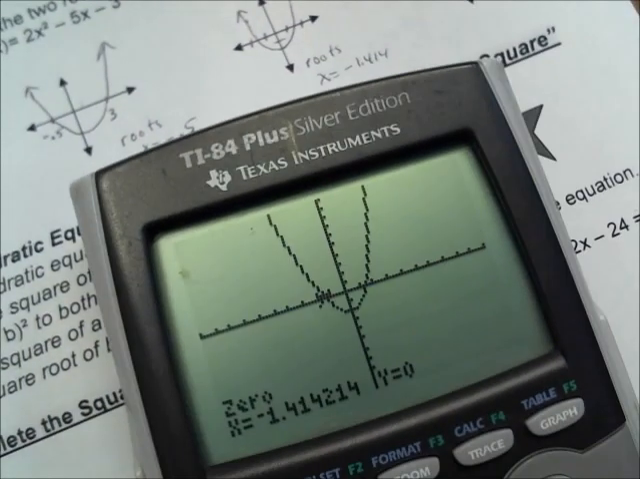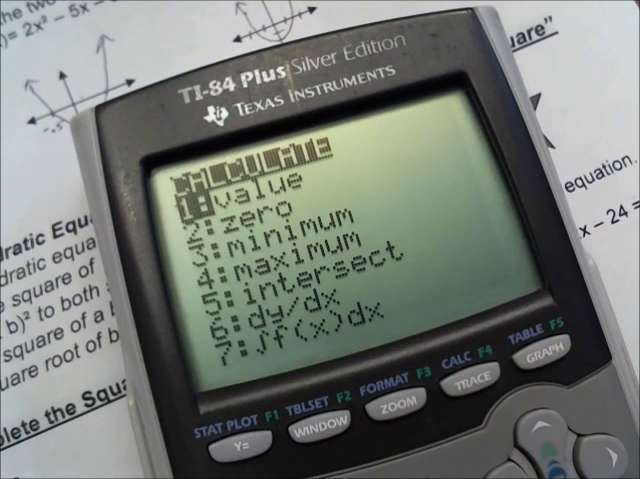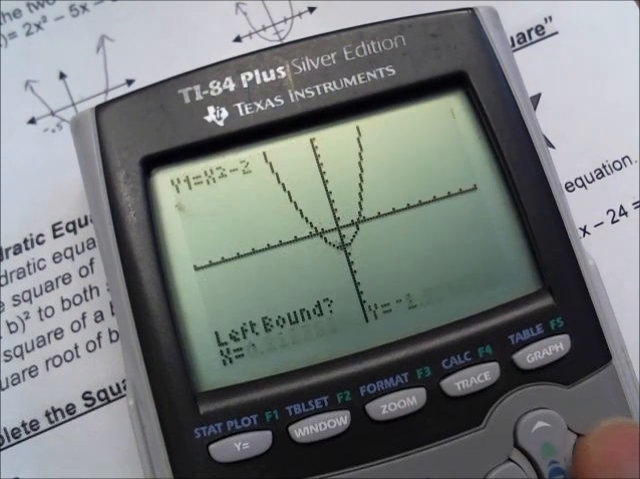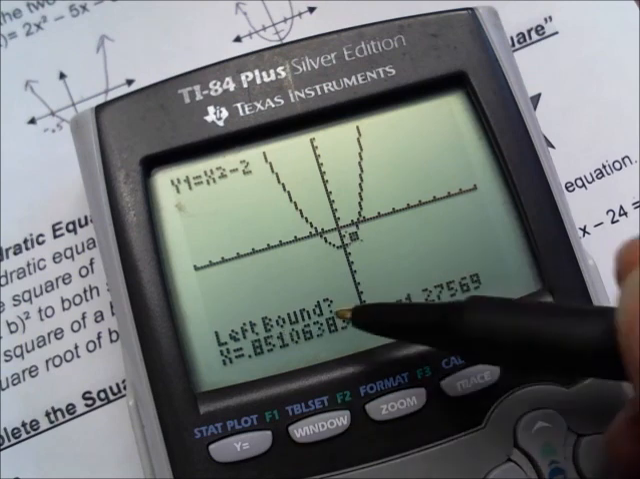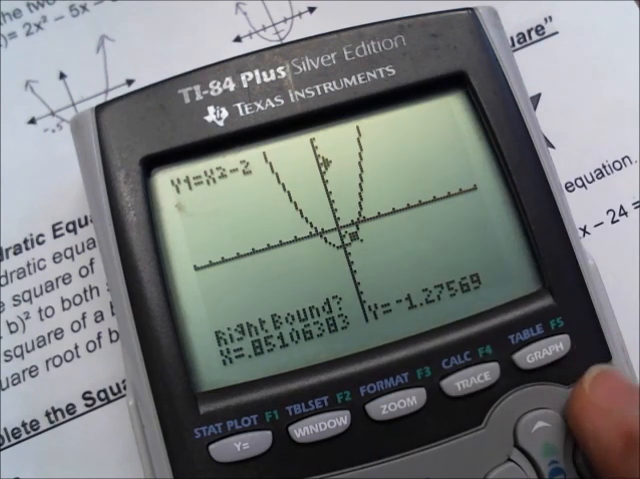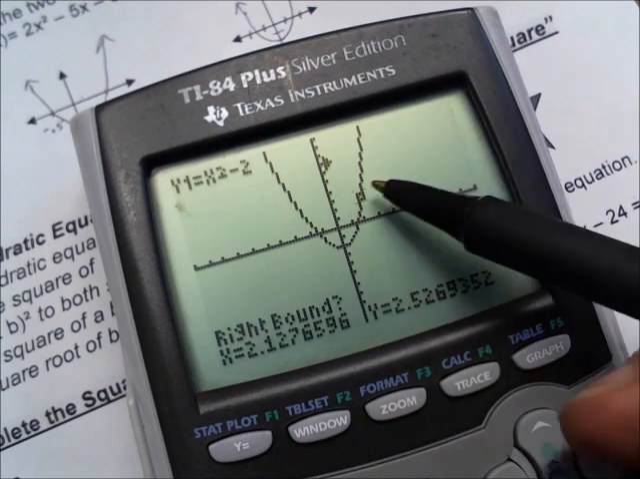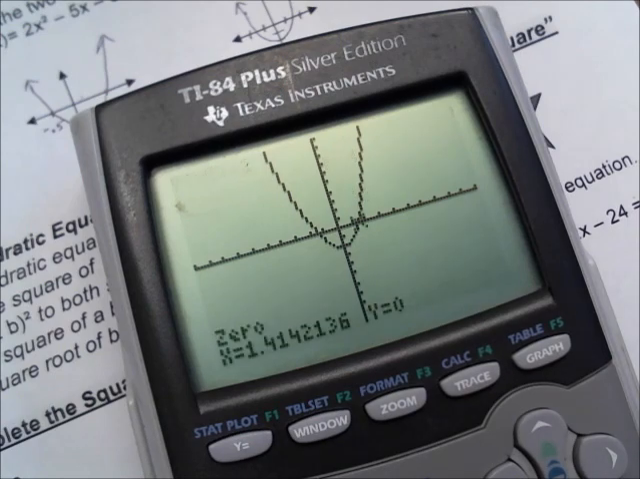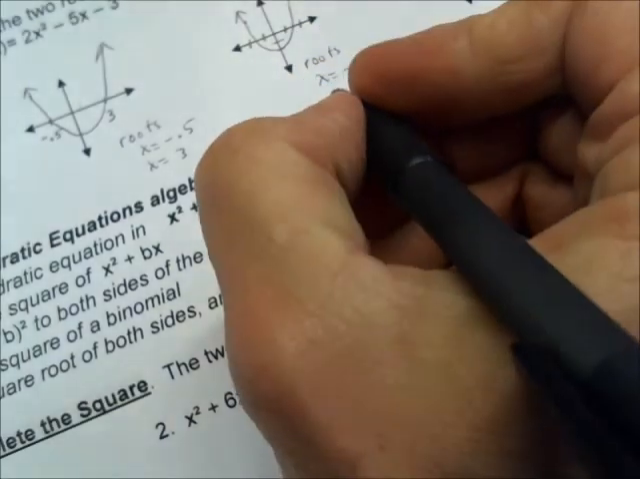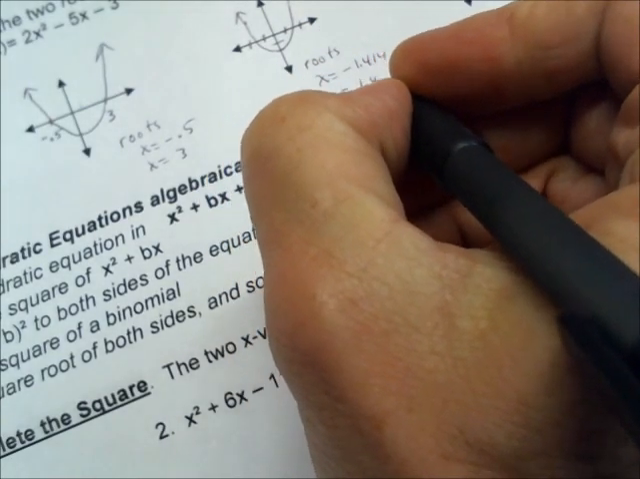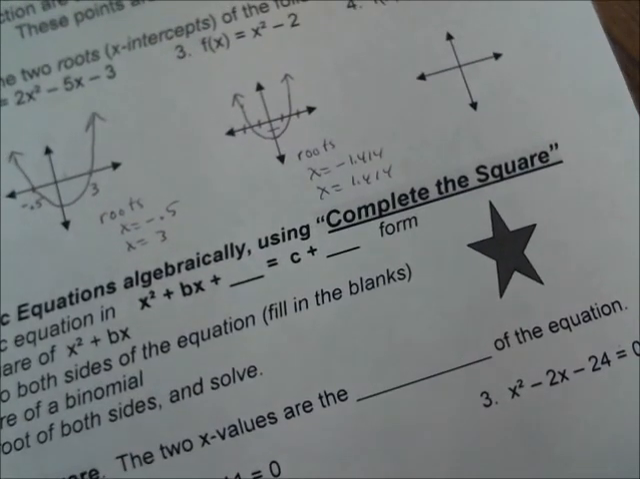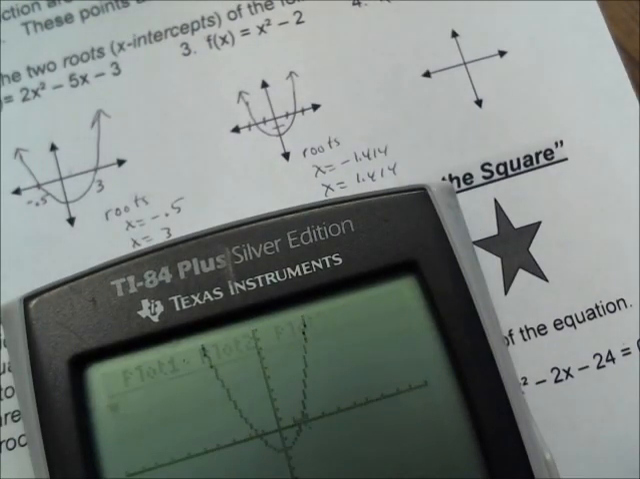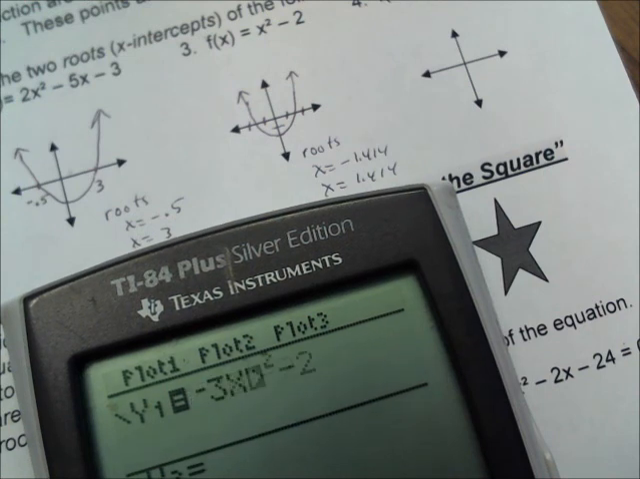And then over the right-hand side, second calculate again, a 0. This time we're going to put our cursor here. When it says left, we're going to get to the left of that one and then get our cursor to the right of it and hit enter. And then we have a positive 1.414. So those are the two roots in that particular quadratic equation. And this last one, a negative 3x squared plus x plus 4.